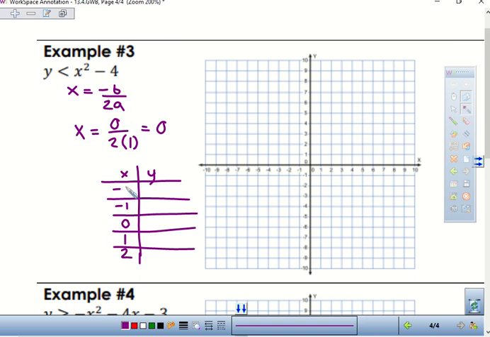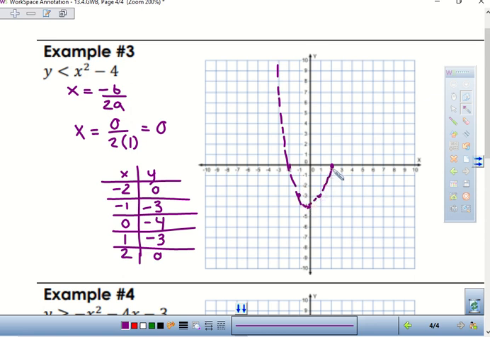I get some more values in my table. 0 minus 4 is negative 4. And then when I plug in 1, I get negative 3. And then if I plug in 2, I get 0. Right? Now I'm going to plot these points. And it always should have a look of symmetry over that axis of symmetry. If it doesn't, you know something went wrong.